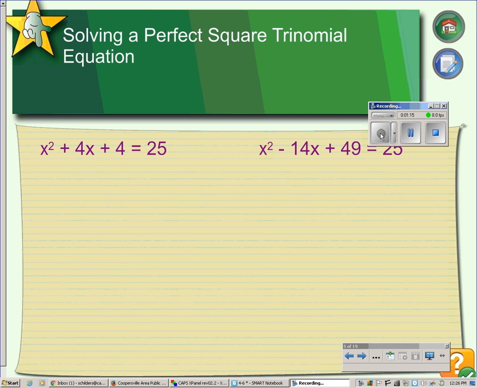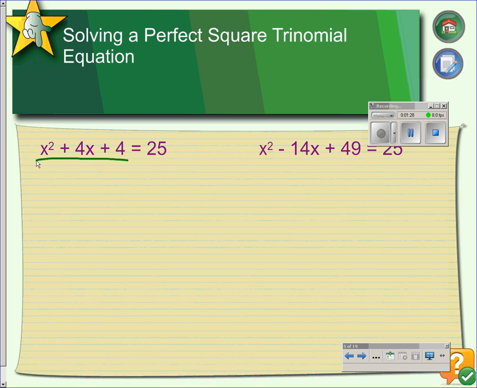Here's another example that we're going to solve by taking square roots, but this one looks different. We cannot solve this by doing the same steps as we would for a linear equation. So we start by noticing that this trinomial is a perfect square trinomial because x squared is a perfect square and its square root is x. 4 is a perfect square and its square root is 2. X times 2 is 4. If we double it, we get our middle term here. So this is a perfect square trinomial, and it factors as x plus 2 quantity squared.